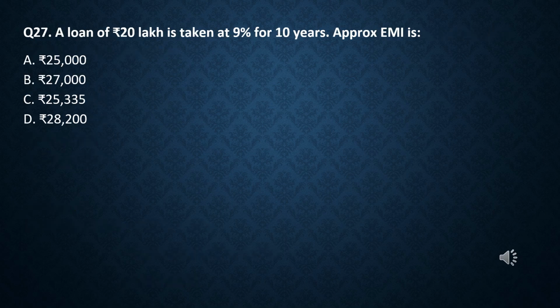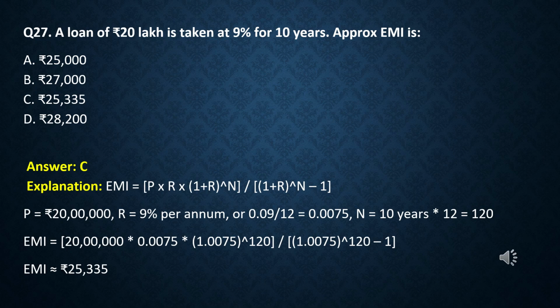Next question. A loan of 20 lakh is taken at 9% for 10 years. Approximate EMI is option A 25,000, option B 27,000, option C 25,335, and option D 28,200. Correct answer is option C, 25,335. Here is the EMI formula. Let's substitute all the values.